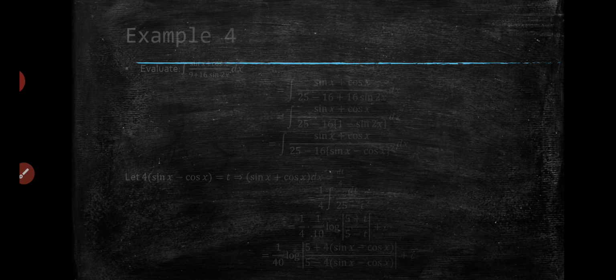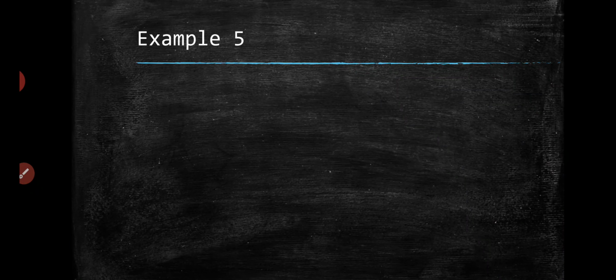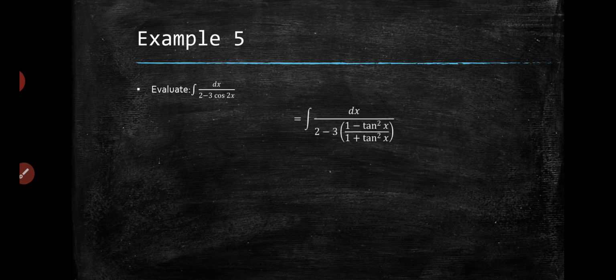Next, problem number 5. Integration dx by 2 minus 3 cos 2x. Another problem where it is to be reduced. So let us start. What we can do, cos 2x, I can write as 1 minus tan square x by 1 plus tan square x, as we know. This is the formula. Now obviously 1 plus tan square x goes in the numerator, and after taking LCM it becomes 5 tan square x minus 1. Just do your LCM. This is a very basic step. I haven't shown the step.